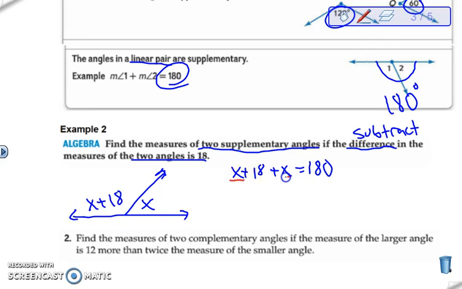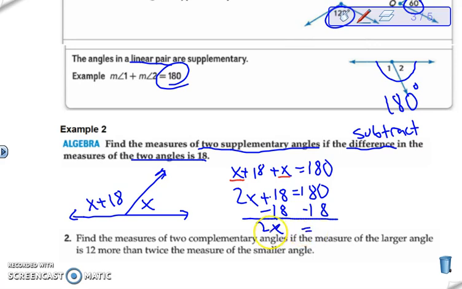So we're just going to simplify and solve. So x plus x gives me 2x. Subtract my 18. Eighteens cross out. And finally, divide by 2. So that means x equals 81.